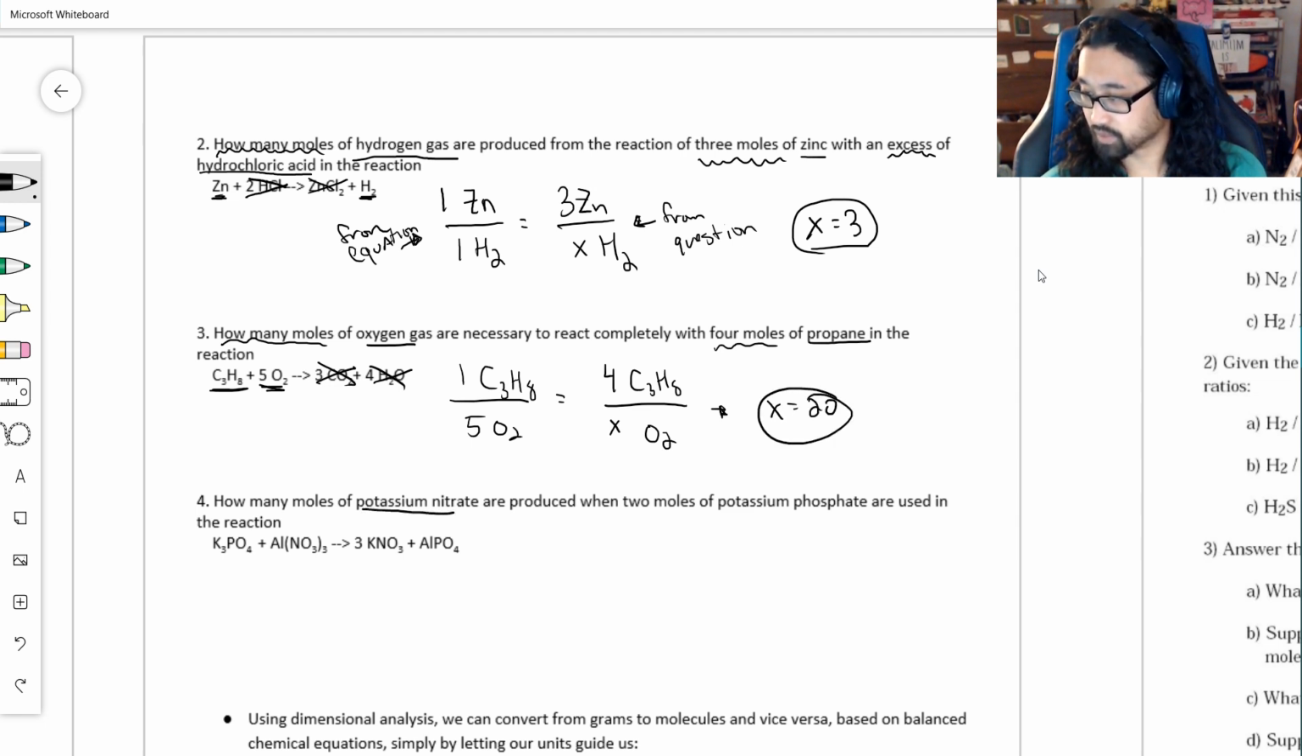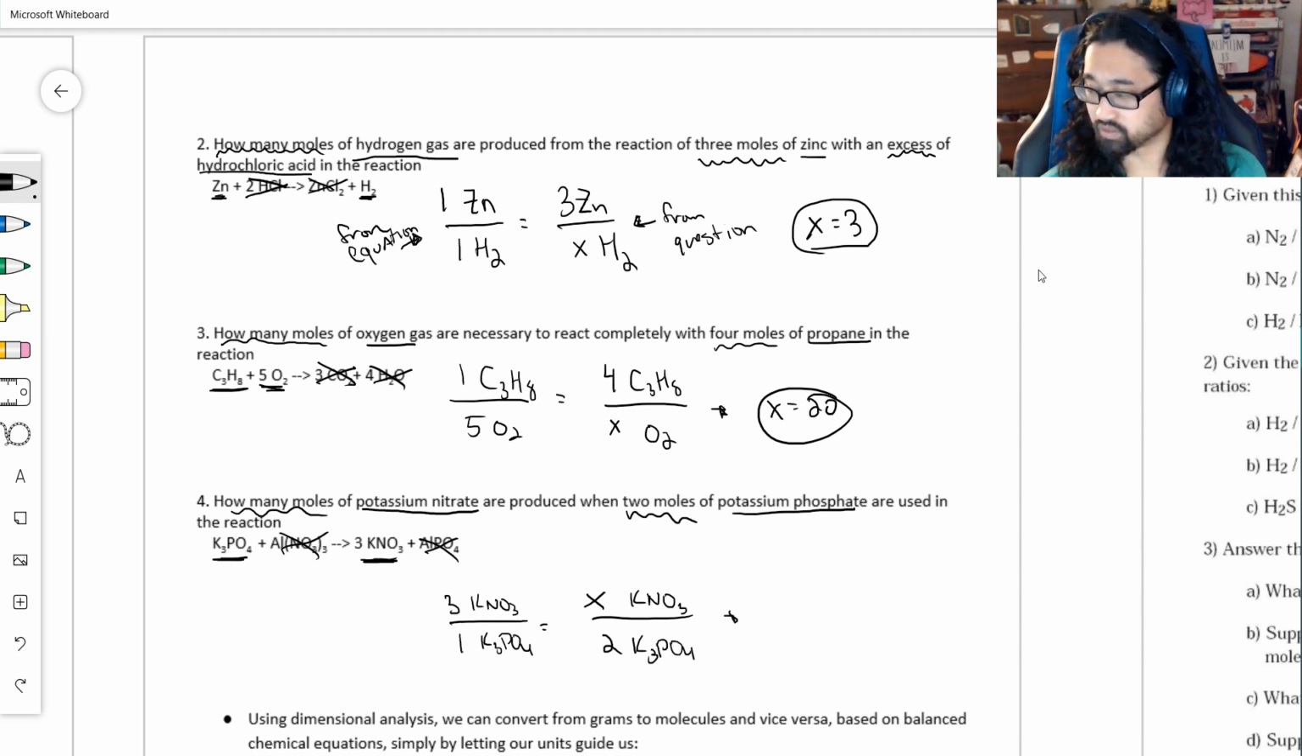Finally, I have potassium nitrate, how many moles? Potassium phosphate, how many moles? So I have potassium phosphate here and potassium nitrate here. The aluminum stuff doesn't matter because we didn't ask about it. So 3 potassium nitrate over 1 potassium phosphate. I don't know how much potassium nitrate the question is asking about, but I know exactly that they have 2 moles of this. And again, when I turn this into math, X equals 6.